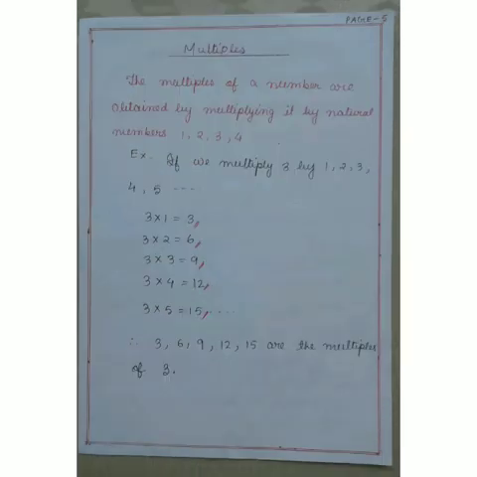Our next topic is multiples. The multiples of a number are obtained by multiplying it by natural numbers 1, 2, 3, 4, 5, 6 like this. We shall try to understand this by assuming an example. If we multiply 3 by 1, 2, 3, 4, 5 like these numbers, what shall I get?